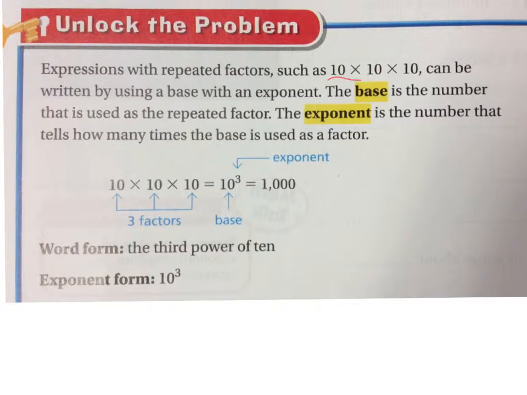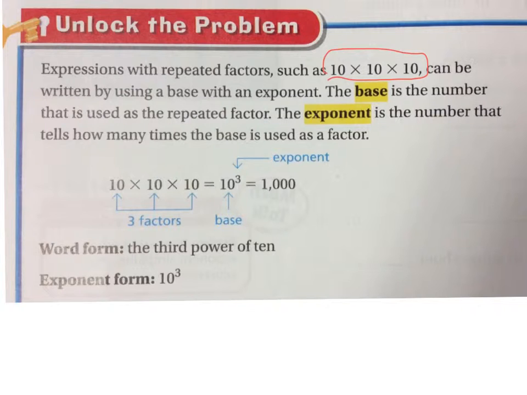10 times 10 times 10 times 10. Does it have a repeated factor? Yes. What is the repeated factor? What number is being repeated over and over and over again? Karan? 10. So 10 is the repeated factor. That means if 10 is the repeated factor, which number is the base? It says the base is the number that is used as the repeated factor. So if 10 is the number that's being repeated, what number is the base?